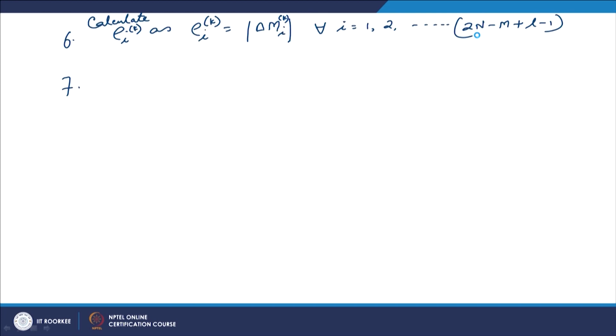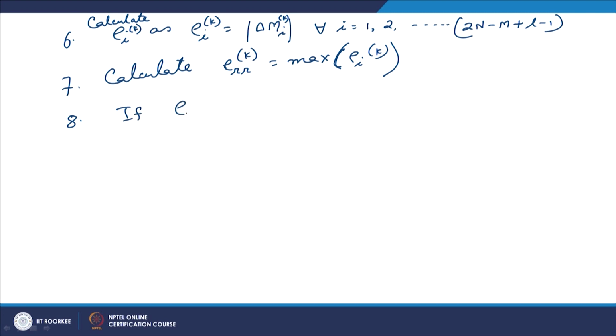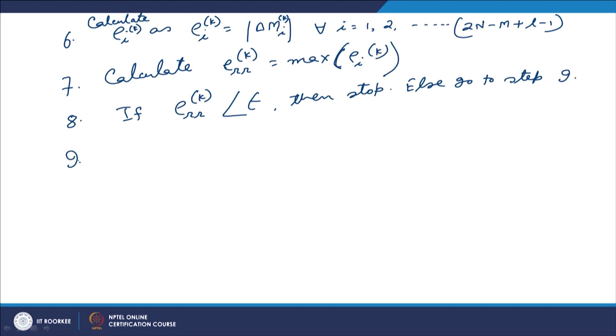So, then we calculate the error as the max of E i k. If the error is less than some epsilon, stop, else go to step 9. What do we do in step 9?